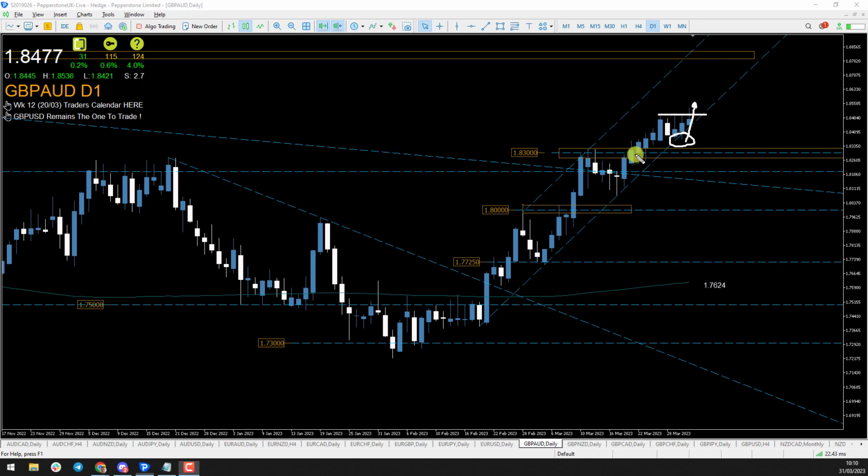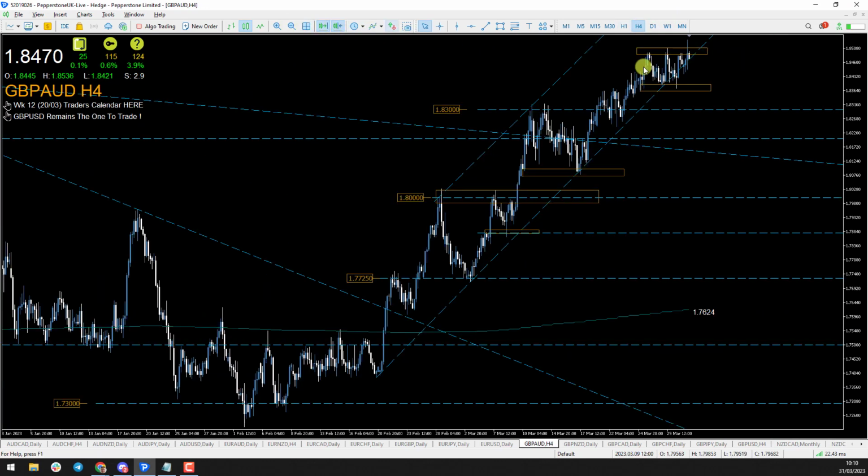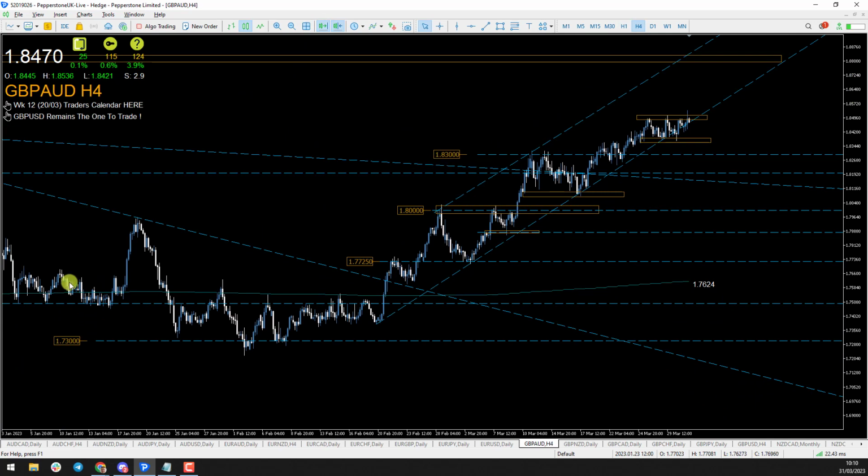If it does, price needs to trade above these previous highs in here for us to look for that continuation. Now if I go to the 4-hour time frame, there's actually a range within this move to the upside, so we may get a slight break of the bullish channel before maybe a move back within it and a continuation.